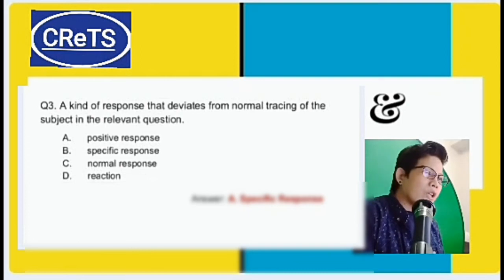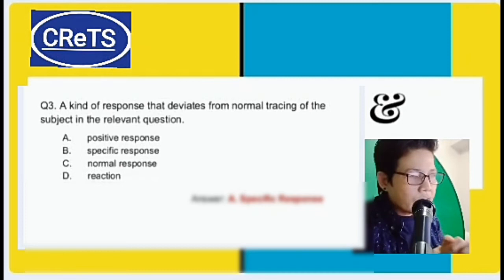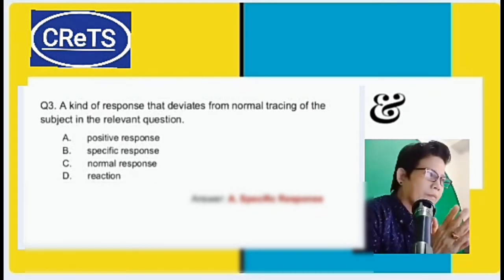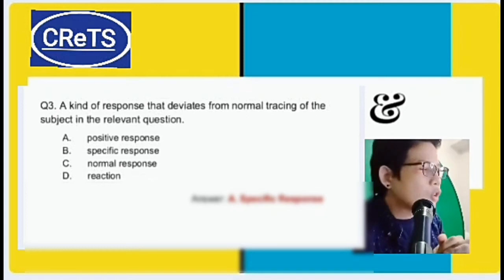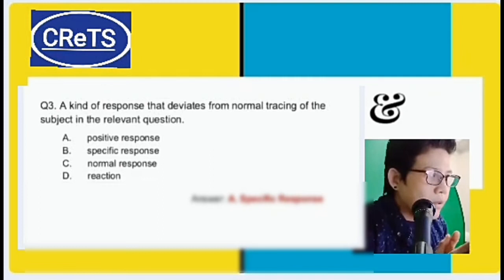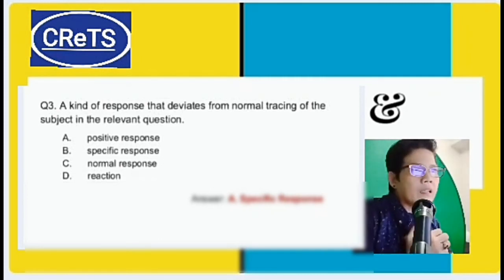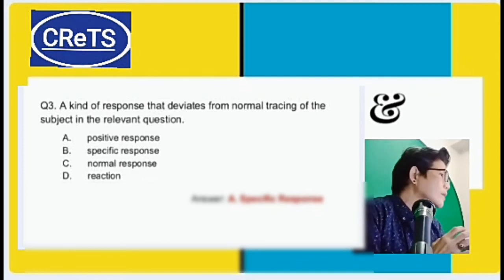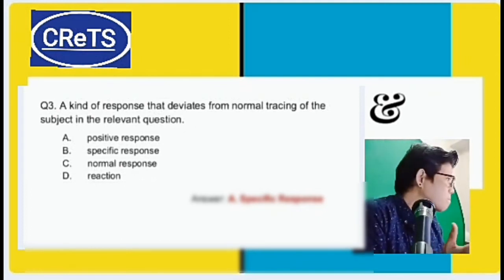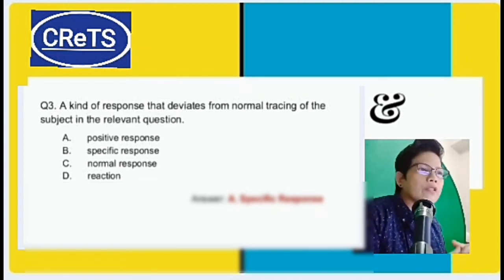Okay? So, if it deviates the relevant question, kung nanlilihis siya, normal tracing na sana. 'Di ba? May normal na sinabi. Does it mean normal din? Hindi po. Kasi bakit? Mayroon siyang pangontra. May deviating, no? May deviates na word. So, what is your answer? Come on, class. Question number 3. What is your answer for question number 3?